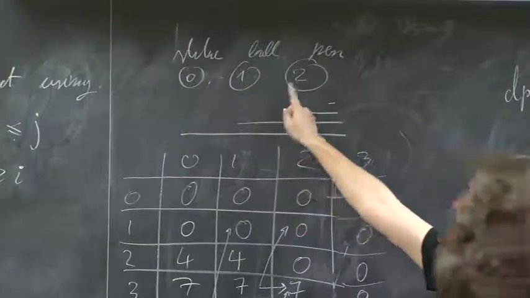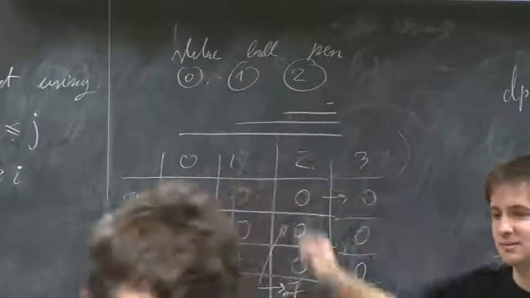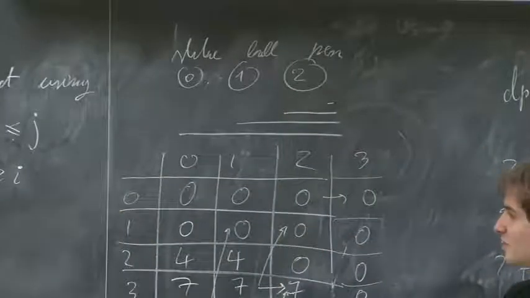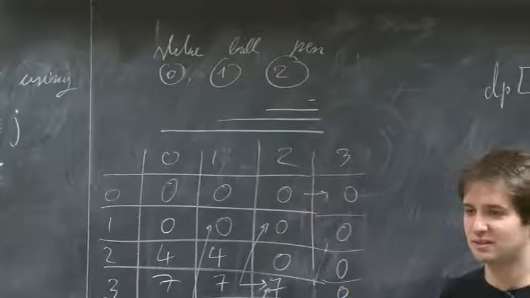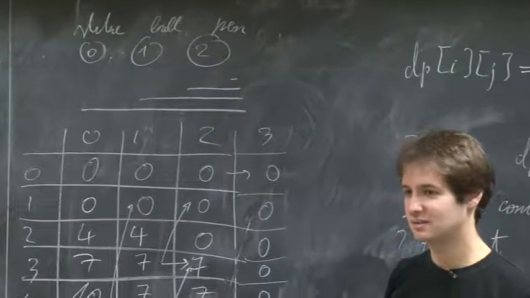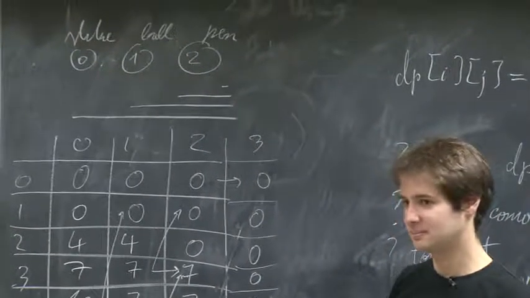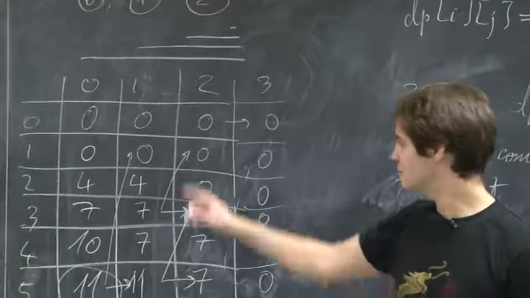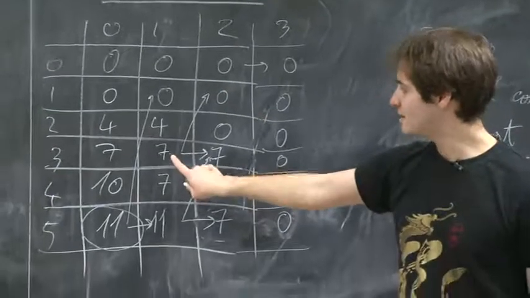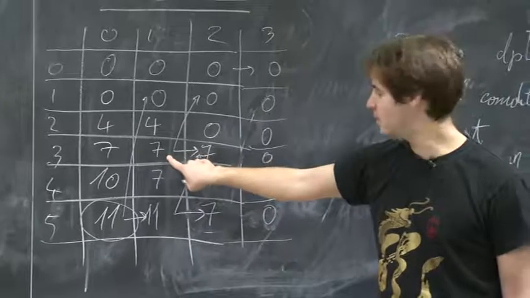Statue 0, ball is 1, pennies 2. I'm using those items, but I'm starting with zero-based indexing. We're going from here to here. So if you picked the middle cell, that's 1, 3. That says item 1, so the ball, weight 3.